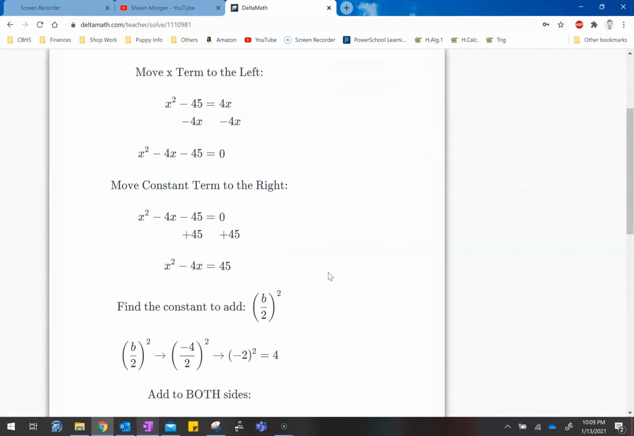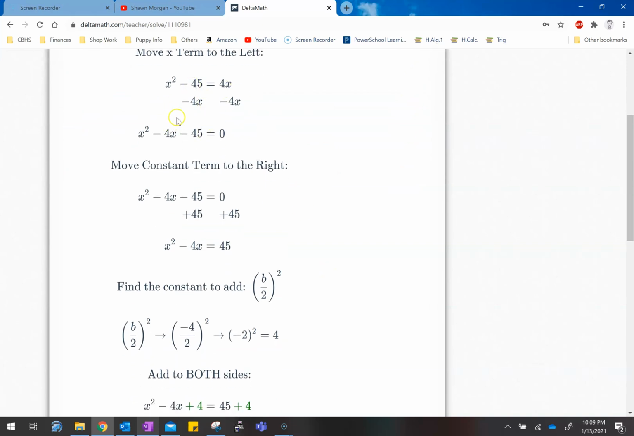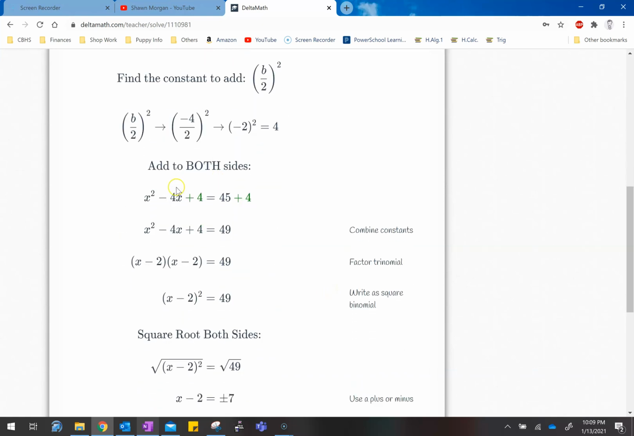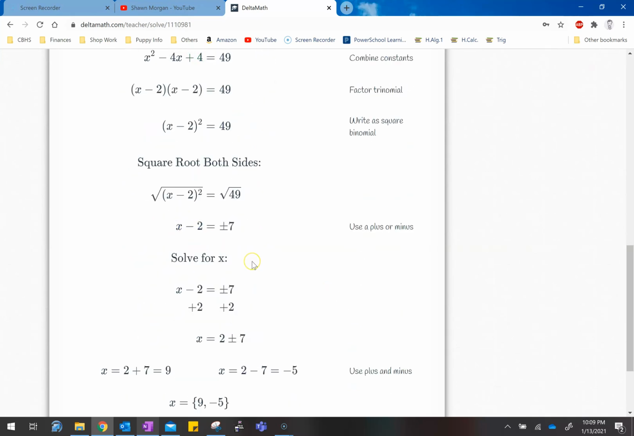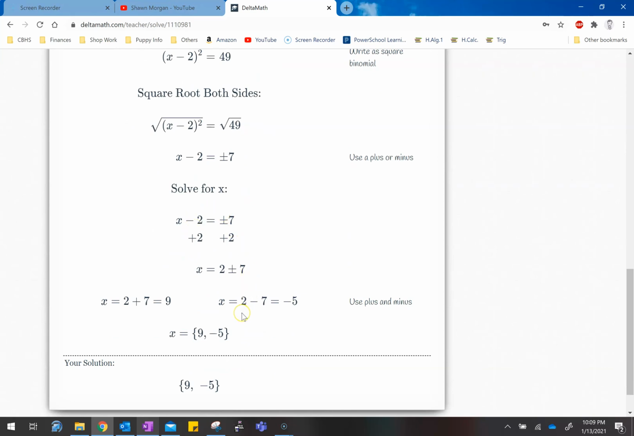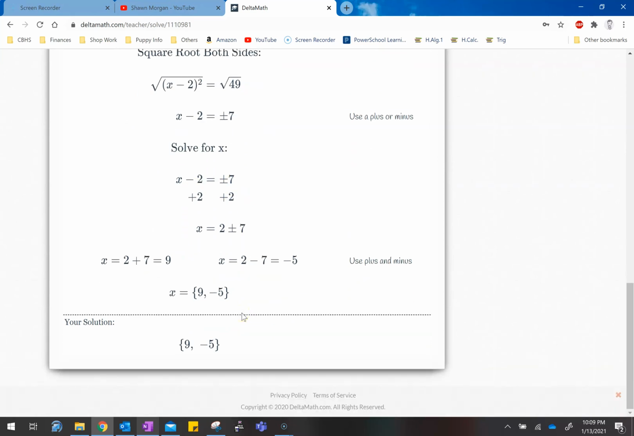Then they're going to walk you through that process that you and I just talked about, where you move the 4x over, you move the 45 over, you complete the square. Look here in green where they've added it to both sides. You factor it out, and then you take the square root of both sides. They are literally taking you step by step through what we just went through. The hard part would probably be the plus or minus sign. I think just split it. Instead of looking at it as 2 plus or minus 7, just say 2 plus 7, 2 minus 7, split it into two things, and get your two answers that way.